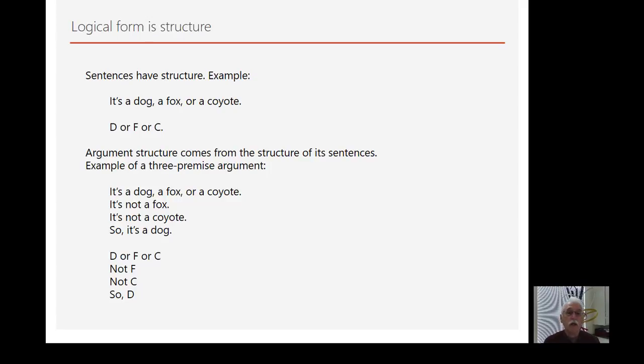Now there's an example of an argument, and we can write out its logical form in terms of capital letters to help us understand the structure. So it's a dog, a fox, or a coyote. That's a single sentence. And you can see it as a string of three clauses strung together with a connective that we call disjunction, or.